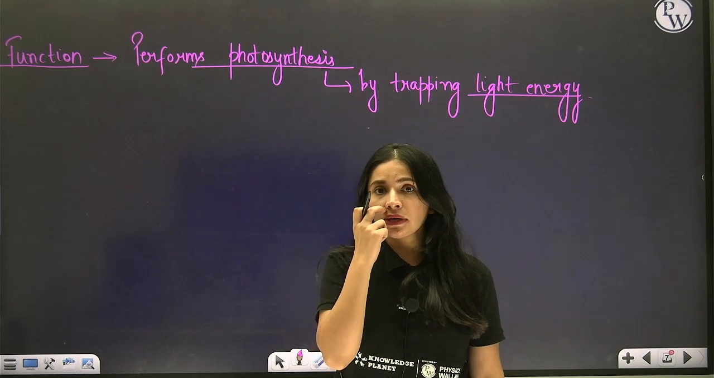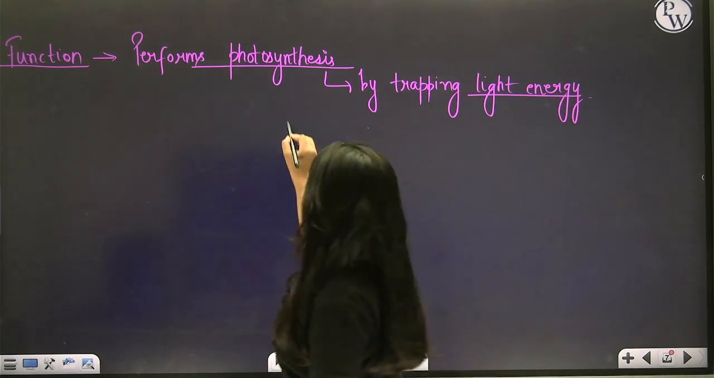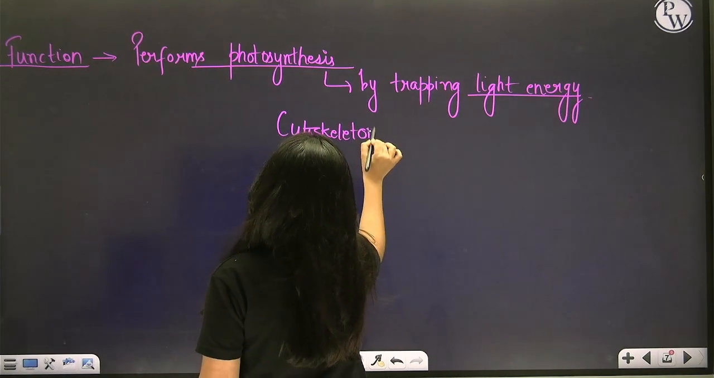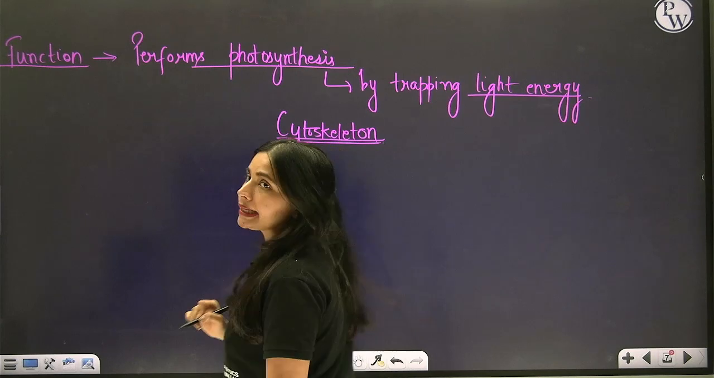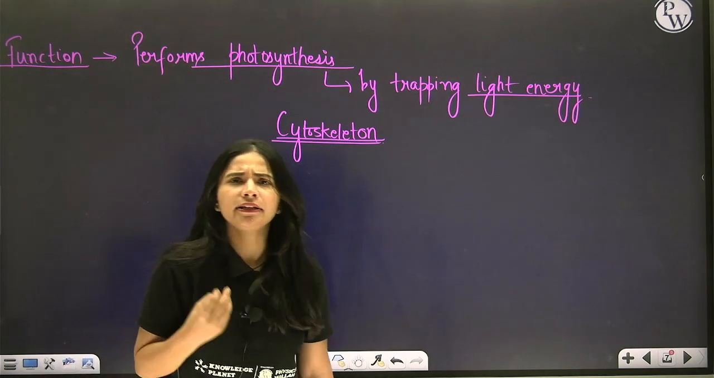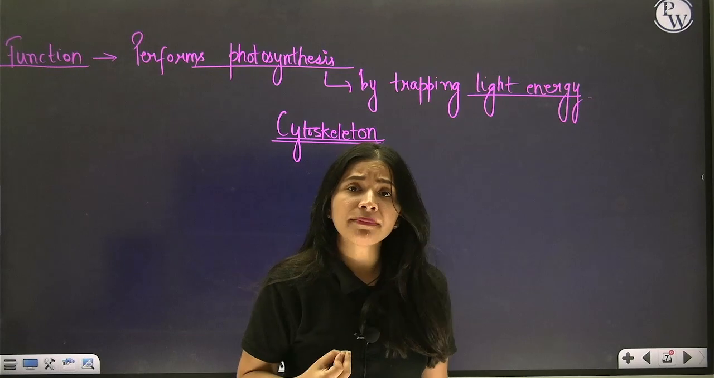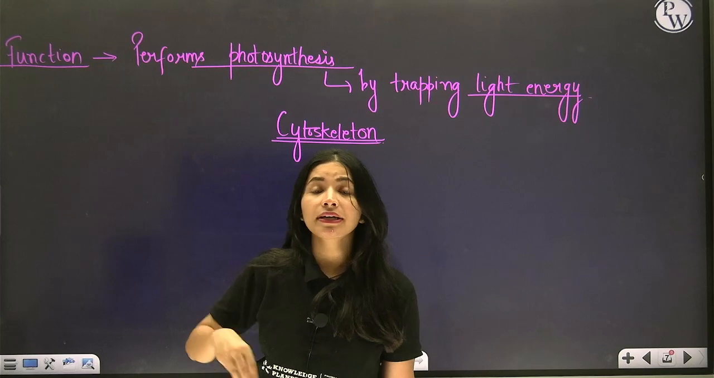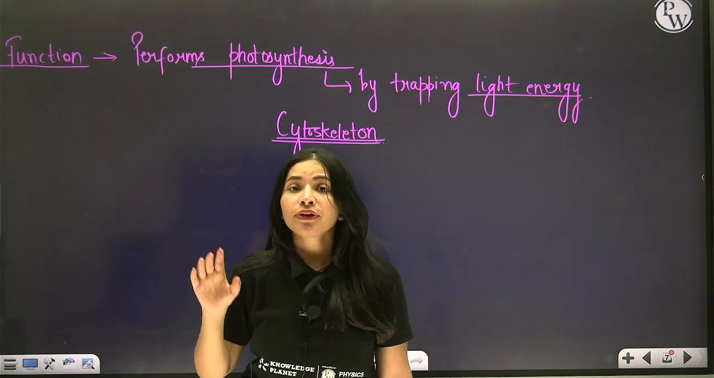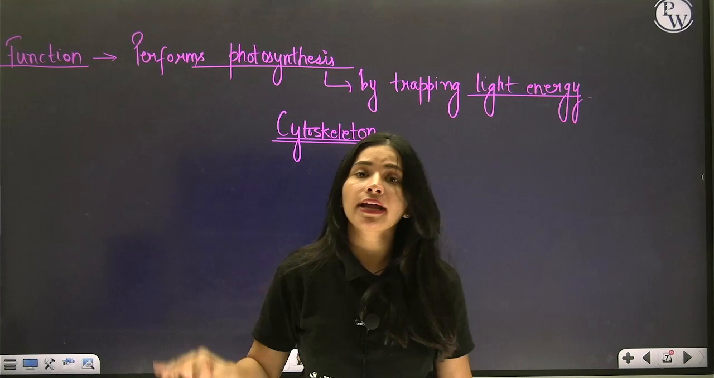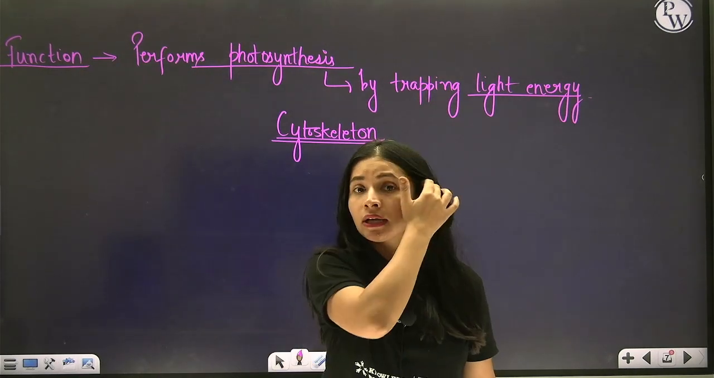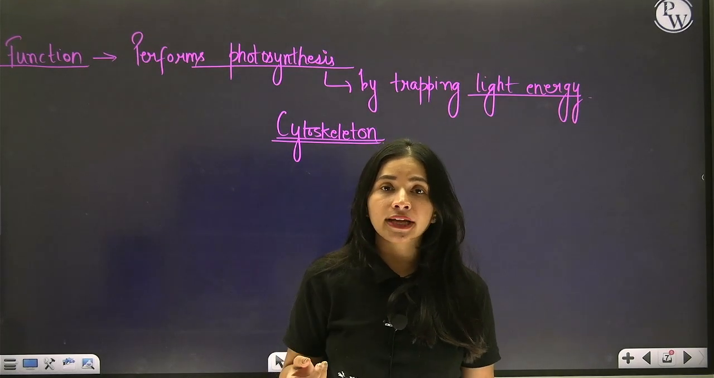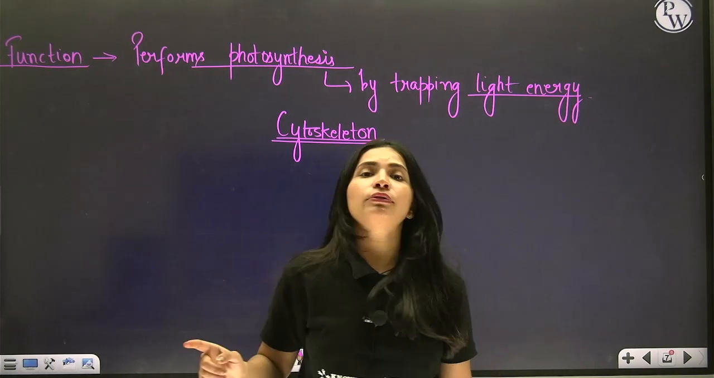Now proceeding towards the next important topic, that is cytoskeleton. How will you define cytoskeleton? Cytoskeletons are the minute proteinaceous filamentous structures found in the cytoplasm of eukaryotic cells, which are only found in eukaryotes, not in prokaryotes. Remember this, very important. A question can be asked: are cytoskeletons present in prokaryotes or eukaryotes? Your answer will be only eukaryotes.